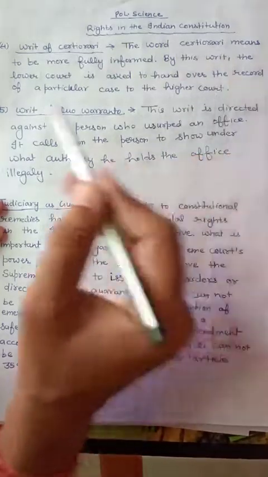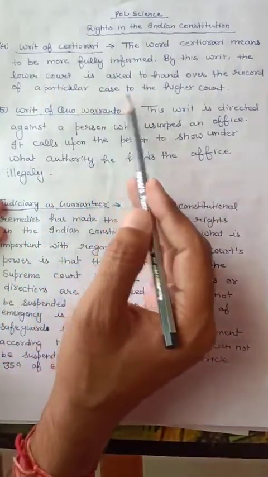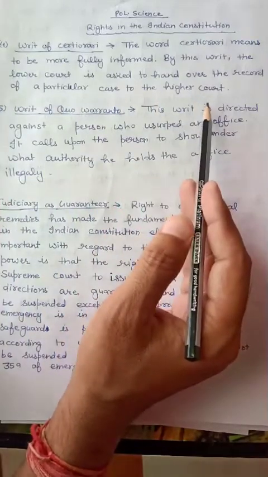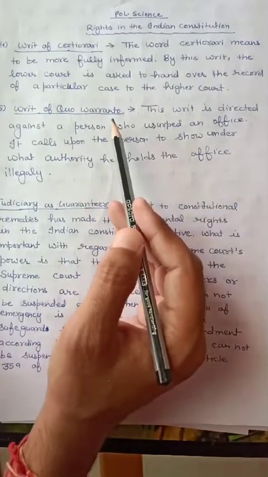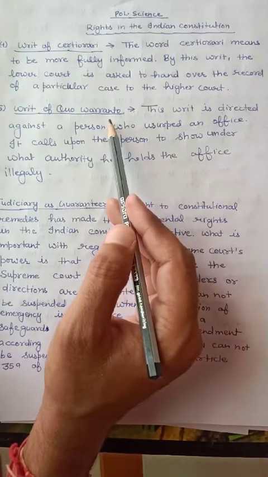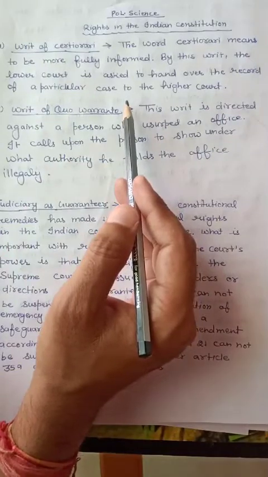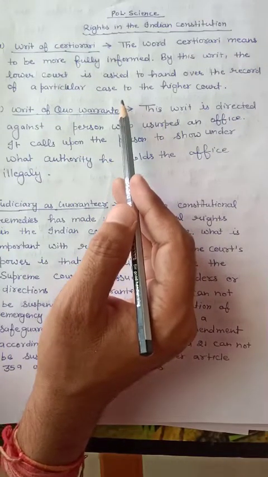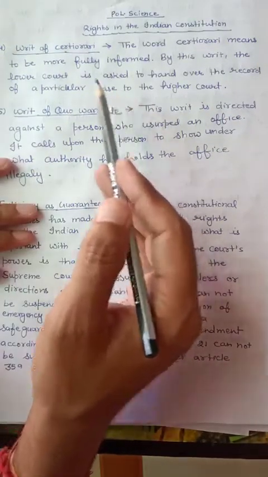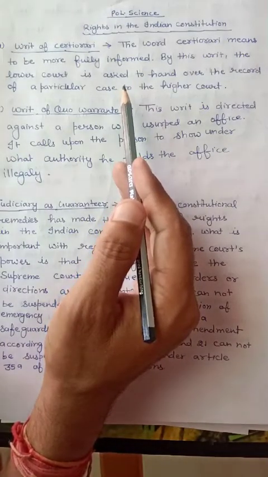By this writ, the lower court is asked to hand over the record of a particular case to the higher court. In Hindi, the writ of certiorari means पूर्णतः सूचित करो. This writ can be issued by the higher court to the lower court to give all the documents regarding a special case which is running in the lower court.